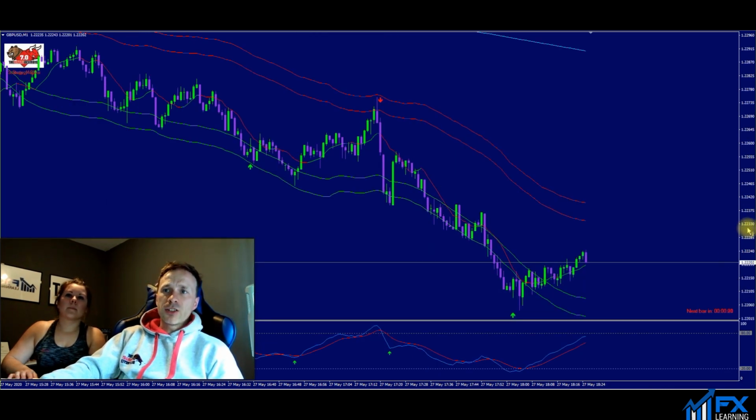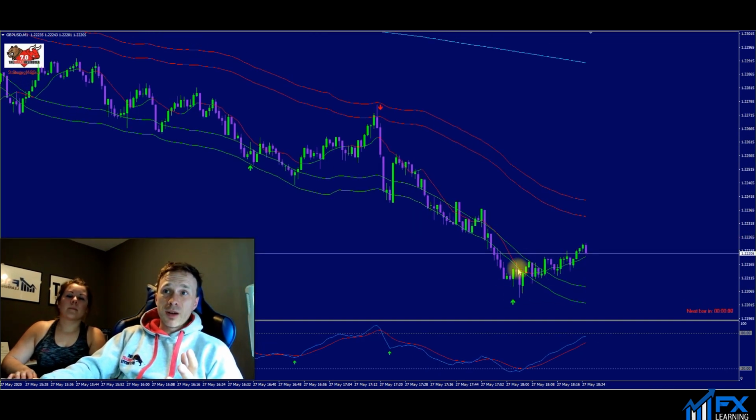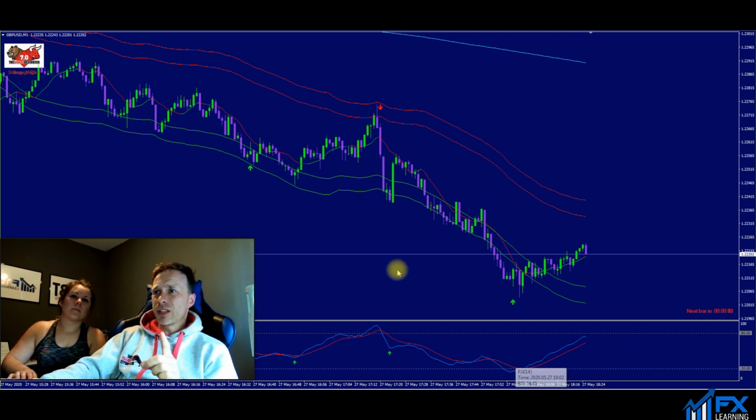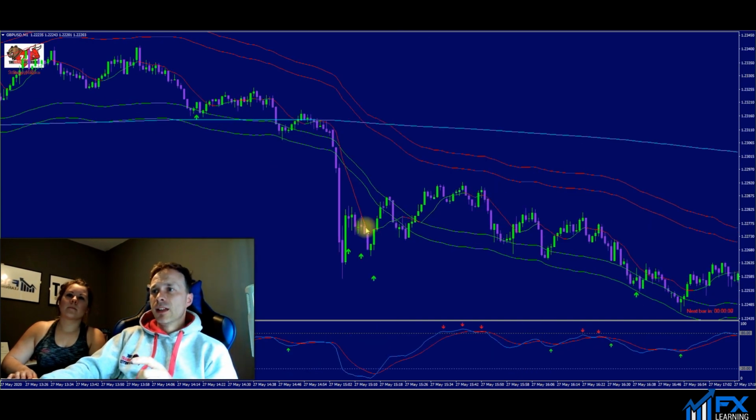GBPUSD. Okay, I just had a quick look on GBPUSD. We had a nice little buy signal there. The MACD line hadn't quite crossed over. That's a beautiful setup there. A little against the trend. Okay, we've got a setup here.